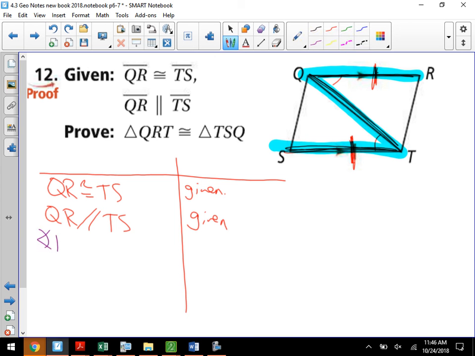Angle RQT. If I say angle RQT, what would the match have to be? If I go RQT, what matches letter-wise? TSQ's go the other way. STQ. Remember, I'm starting here. I was going from R, Q, T. Out, in, down. Out, in, in.